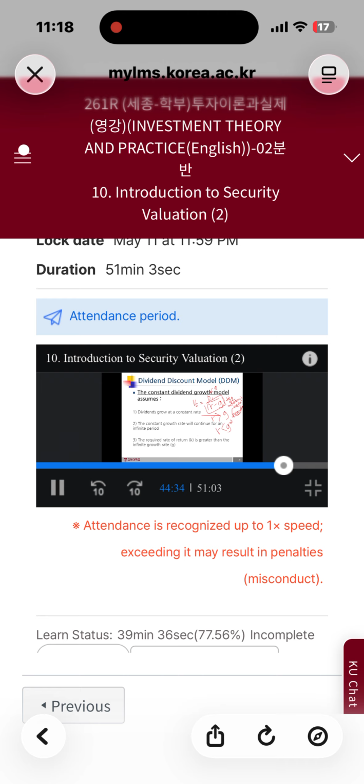So if you use a negative number in the denominator, the value of the stock will be negative. This is impossible, right? Because the value of the stock is always greater than 0. So another assumption is that the required rate of return should be greater than the infinite growth rate.